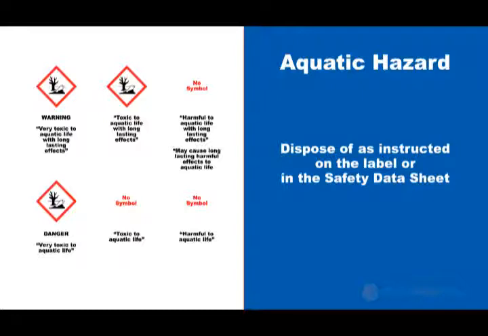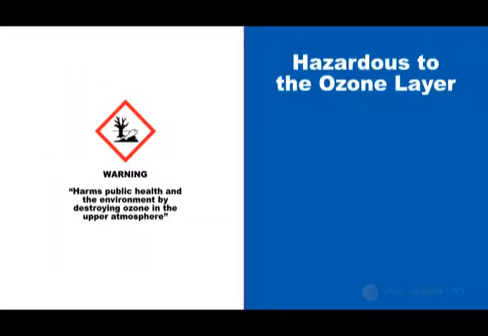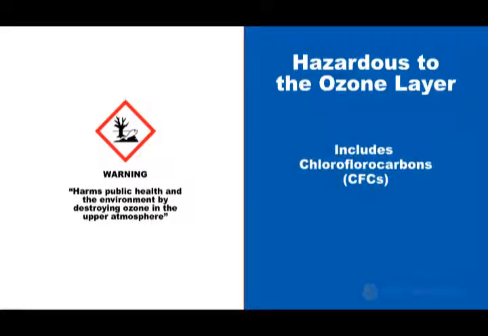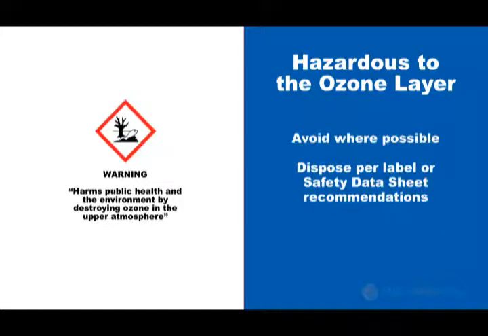To guard against damaging the aquatic environment, dispose of chemicals and the container as instructed on the safety data sheet or label. Hazardous to the ozone layer includes chemicals such as chlorofluorocarbons or CFCs that damage the ozone layer. As a precaution, where possible, avoid these products and dispose of chemicals and chemical containers as per the recommendation of the safety data sheet or label.